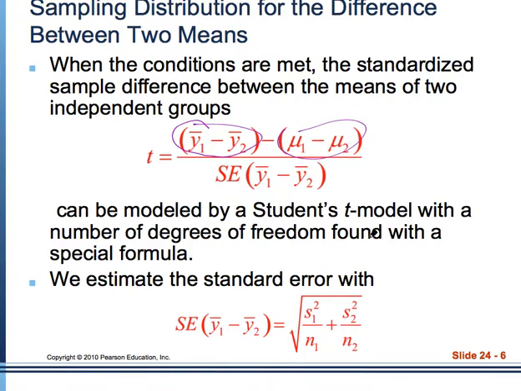Okay, so we're just going to, the standardized sample difference between the means of the two independent groups, here's exactly what we're looking for. Okay, these are the means between the two samples, and this is what we expect to have happen. Typically, the difference in the population is going to be 0.